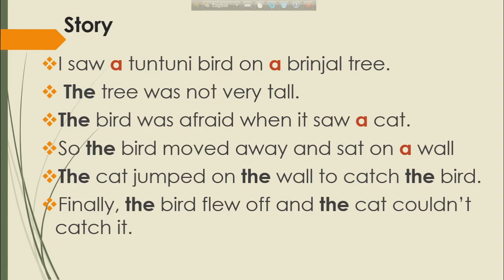So in this story, the nouns tuntuni bird, brinjal tree, cat, and wall take the indefinite article a only when they are mentioned for the very first time. After that, we used the definite article the every time. So this rule is about ensuring that the reader or the listener knows which specific noun you are talking about.